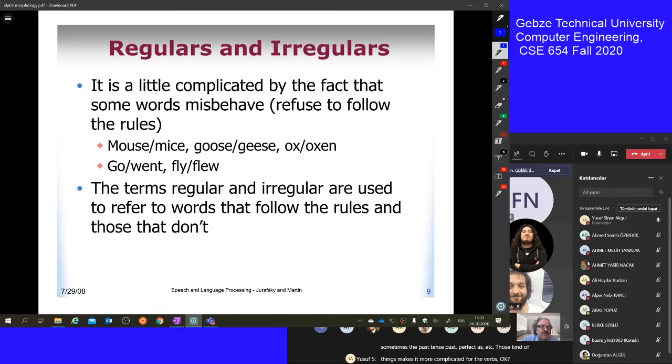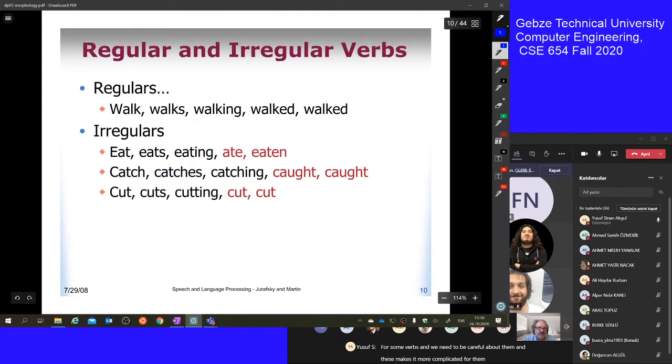And for English, actually, the problem with the morphology is the irregular nouns or irregular verbs. So for the nouns, for example, we don't say mouses, we say mice. We don't say oxes, we say oxen. So their non-singular versions are not derived with a rule. There are exceptions, and there are many of them for the nouns. For the verbs, the past tense versions are not regular for some verbs, and we need to be careful about them. And this makes it more complicated for English words.